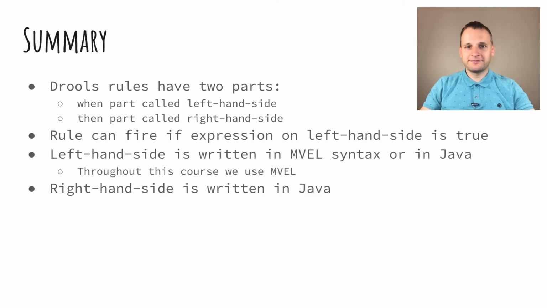Summary. Drools rules have two parts. The when part, also called the left-hand side of the rule, and the then part, called the right-hand side of the rule, that will fire if the when part evaluates to true. The left-hand side is written either using MVEL syntax or in Java, and throughout this course we use MVEL. The right-hand side is written in Java.